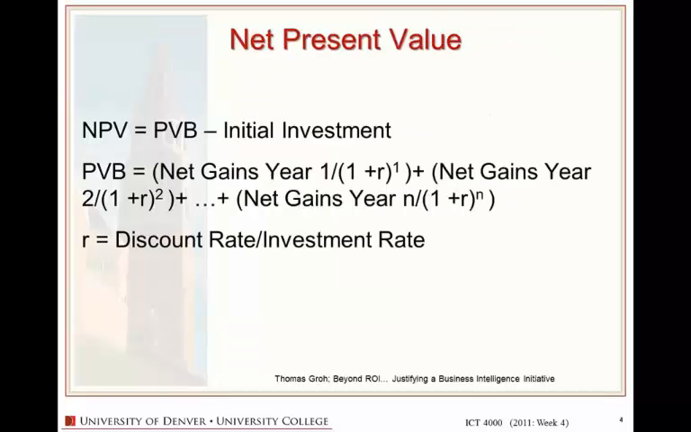Let's talk about the net present value. The net present value is essentially accumulating all the investments, all the costs, all the benefits, and netting them out to come up with what is the value of a particular project in today's dollars. The simple formula is net present value equals the present value of the benefit minus the initial investment. Now, as you can see below, the present value of the benefit is a pretty complicated formula.